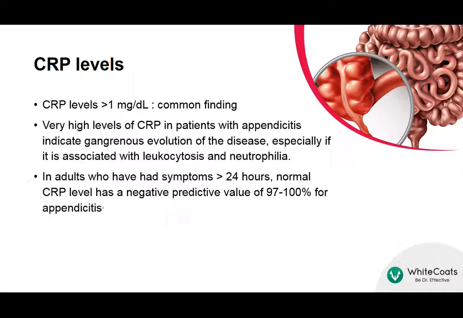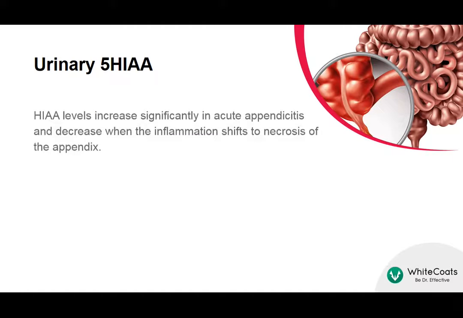CRP levels of more than 1 mg per deciliter are common in patients with appendicitis. Very high levels of CRP in patients with appendicitis indicate gangrenous evolution of the disease, especially if it is associated with leukocytosis and neutrophilia. In adults who have had symptoms for longer than 24 hours, a normal CRP level has a negative predictive value of 97 to 100% for appendicitis.